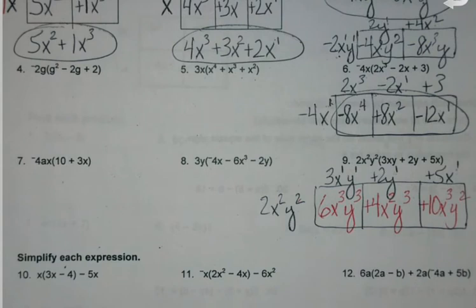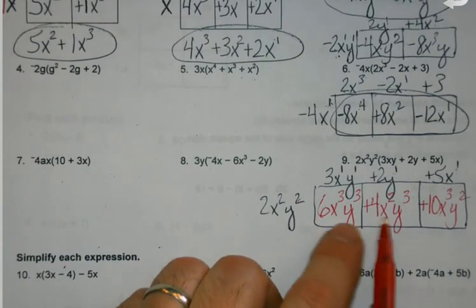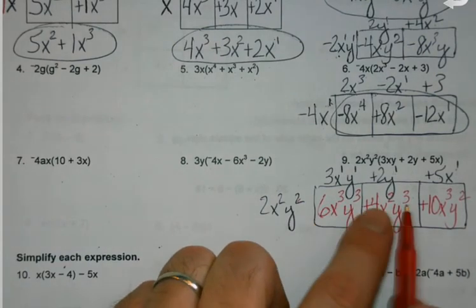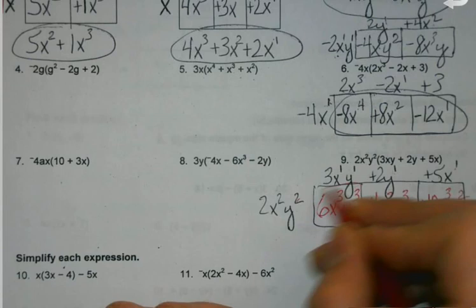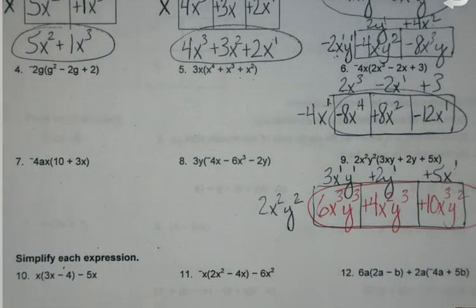Let me take a close look here to make sure none of these are the same. 3 and 3, 2 and 3, 3 and 2. Nope, those are all different. So I'm basically just done and ready to go. Okay. So whenever I'm distributing, that's my main purpose. That's what I'm up to. Now, it can, though, become sometimes that when I'm done distributing, there might be something that's alike. I can have like terms.